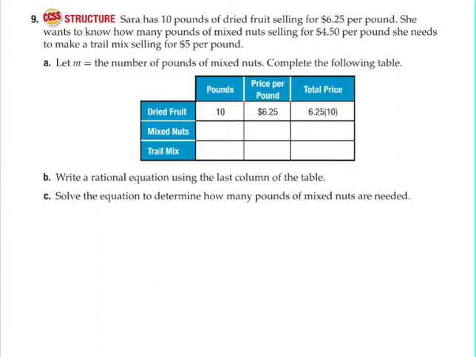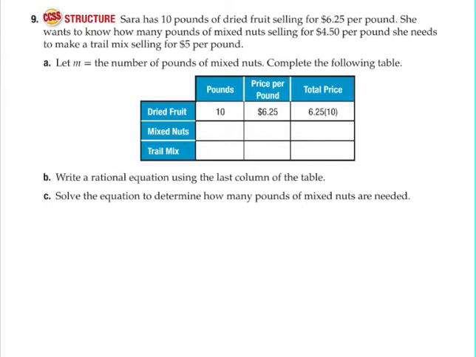Okay, this is the very last one we're going to look at, and this is going to be on your homework. Okay, so you might want to pay attention. Sarah has 10 pounds of dried fruit selling for $6.25 per pound. She wants to know how many pounds of mixed nuts selling for $4.50 per pound she needs to make a trail mix selling for $5 a pound. Let M equal the number of pounds of mixed nuts. Complete the following table.